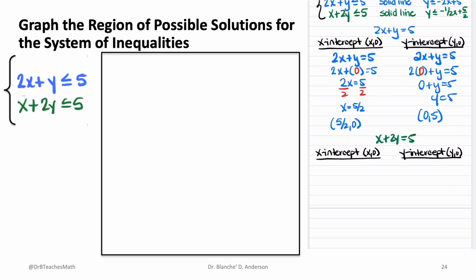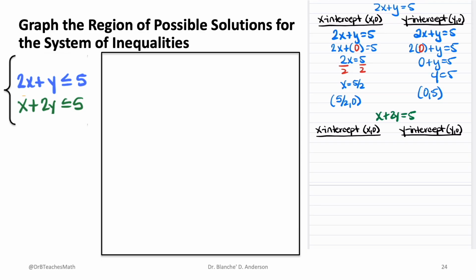So now let's find our points for this second line. So again, we have x plus 2y equals 5. On this side, we need the y to be 0. So then we end up with x plus 0 equals 5, so x equals 5. So that's the x-intercept for that equation. And then over here, we need the x to be 0.